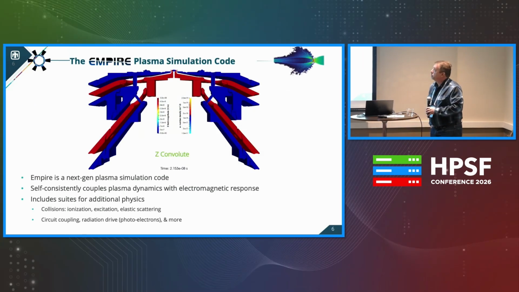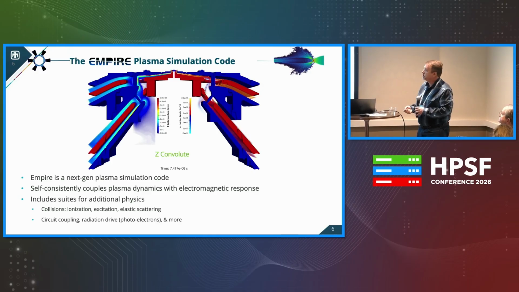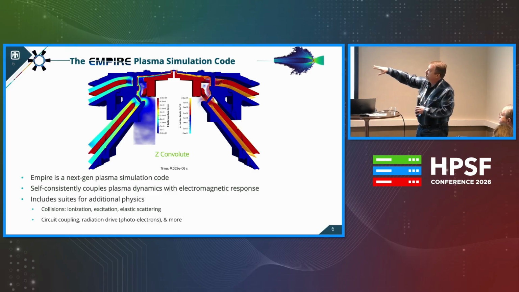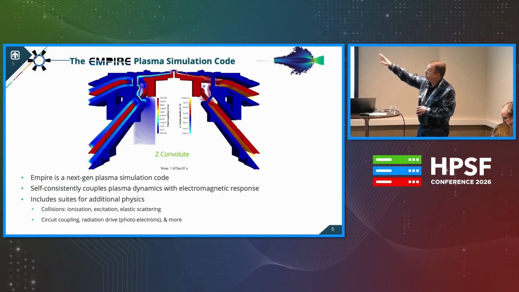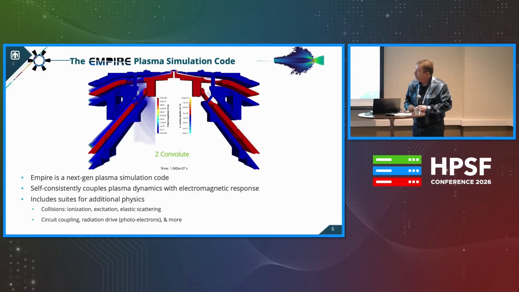So Empire, it's a plasma physics code. This is next generation. It was built on top of Kokkos during the ECP days. This is just a simulation of the Z machine at Sandia, electric field on the left, electron densities on the right. This is just firing a shot to test some components.